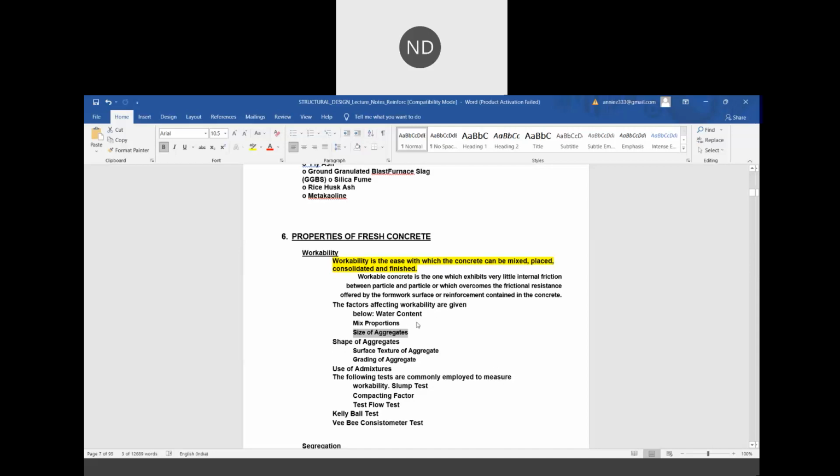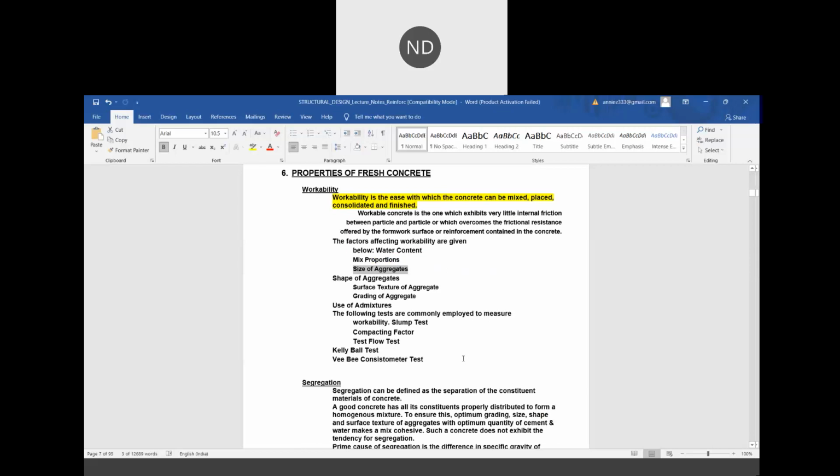Okay, so these were the factors which affect the workability. Now the shape of the aggregates: what should be the shape of the aggregate? Surface structure of aggregate, grading of aggregate, use of aggregates. The following tests are commonly employed to measure the workability: slump test, compaction factor test, flow test. You know about the slump test, right? Last semester we have already done it. You can do any of these, but generally the easiest, simplest and correct way is the slump test, which is the most favorable one. Here we mostly use the slump test to find out the workability.